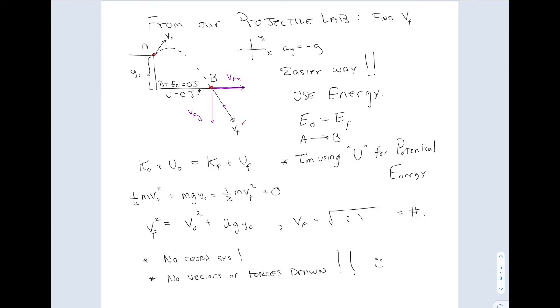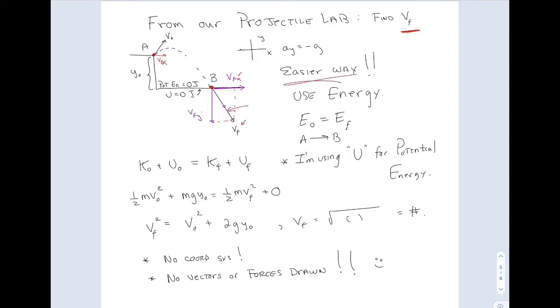This was v final. You're trying to find the final velocity, your final speed. You had to draw the picture. It hits the floor. You had to break this up into its components. So you had to find v final x, which you knew because that was just v initial x. Then you had to find v final y. Then you had to do the Pythagorean theorem to find v final.